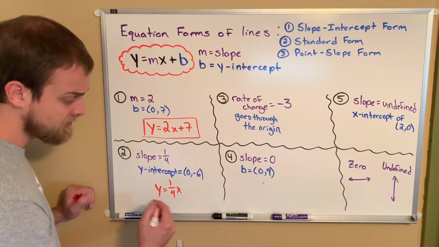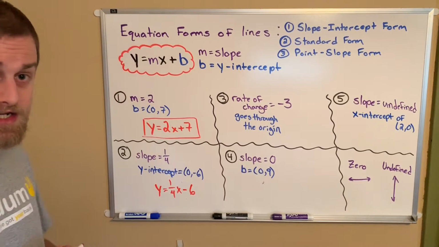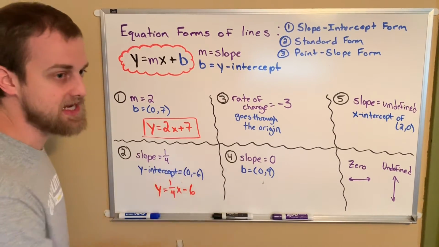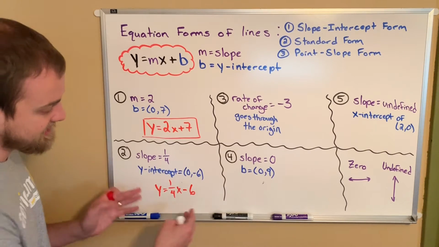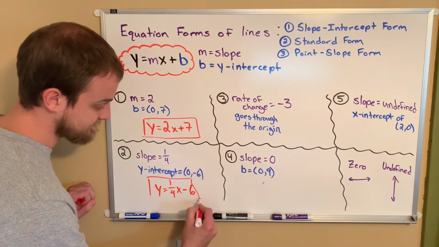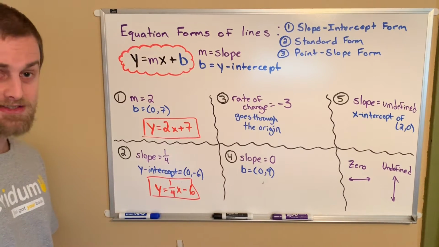So what does that mean? Well, instead of plus, I'm going to write minus so that I can keep things as clean as possible. Technically, you could write plus -6, but in my opinion, I think it just looks cleaner when we just use minus instead of plus negative. Y equals 1/4 x minus 6.